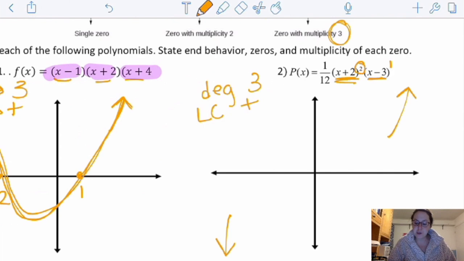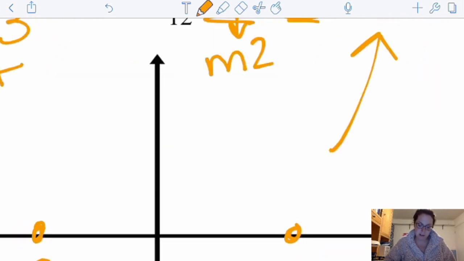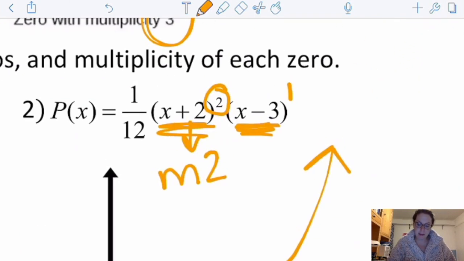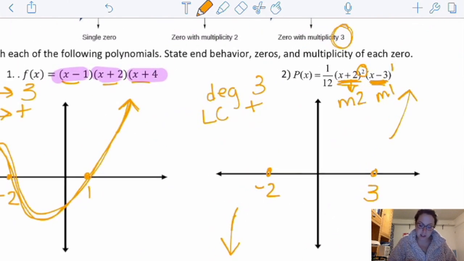Now, I have 2 factors with an x, so it's going to look like it crosses, or it hits twice. So this is going to hit at -2 and at +3. Notice at -2, my multiplicity is 2, which is even, so it's going to touch there. And at 3, my multiplicity is 1, which is odd, so it's going to cross. So this should go up, touch, turn back, and then cross at 3.